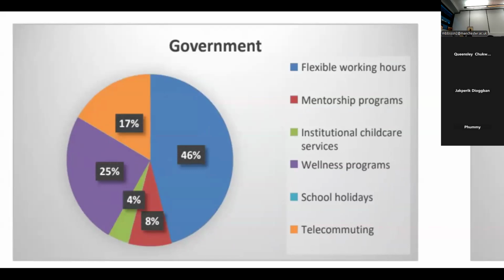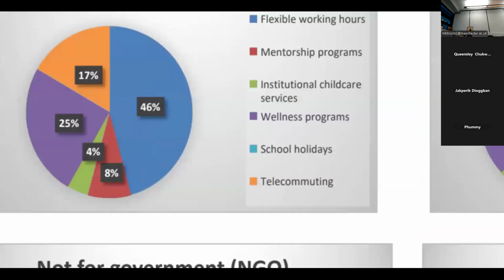And when compared, the next is the wellness program, which the women respondents also prioritize in their working place. But compared to the institutional childcare services, which has a very low response, for women in mathematics, where they are not being provided a place where they will keep their child, it's actually affecting their work.